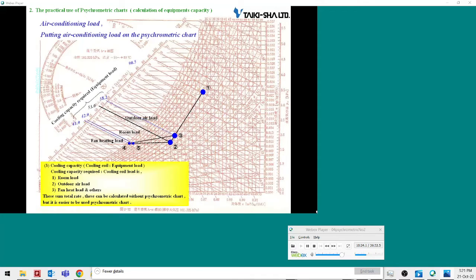The coolability is represented by the sum of the room air conditioning load, the outdoor air conditioning load, and the heat load. You can calculate these loads, but you can directly read them if you use the psychrometric charts.